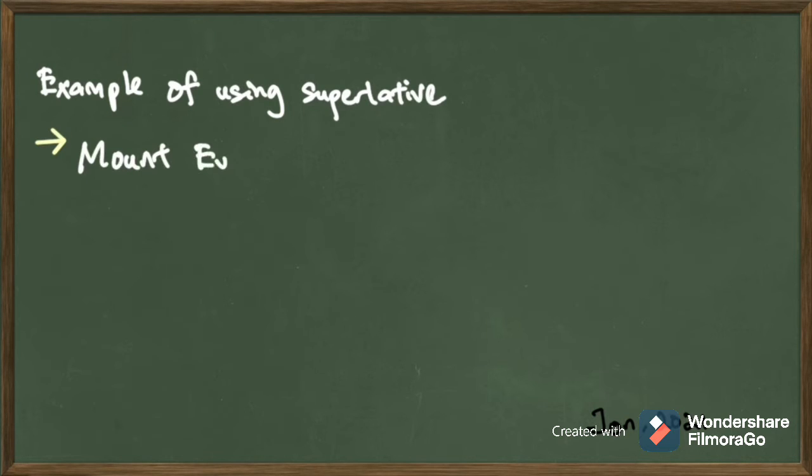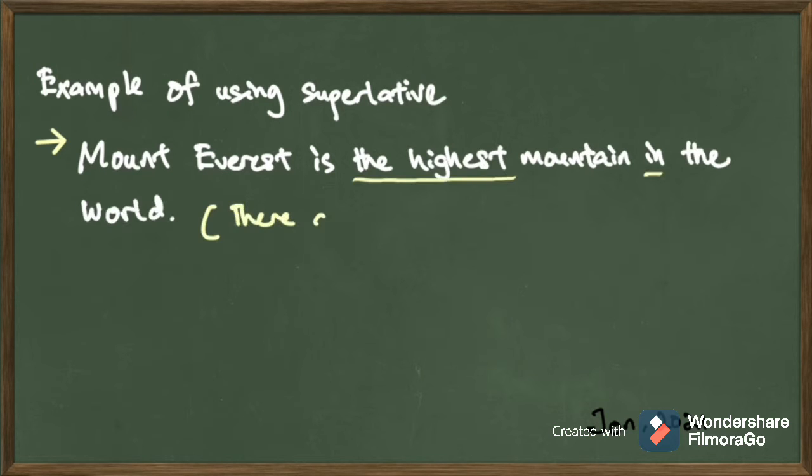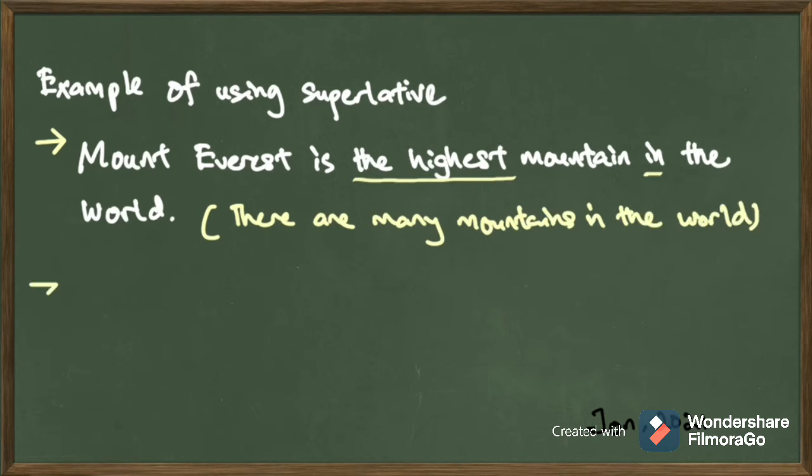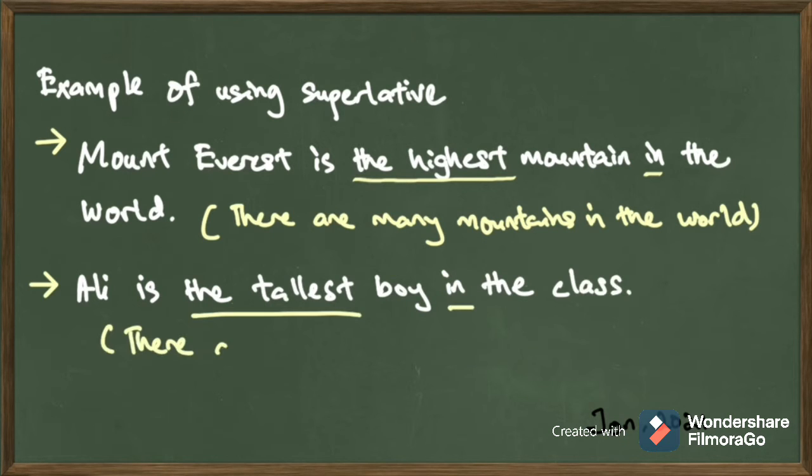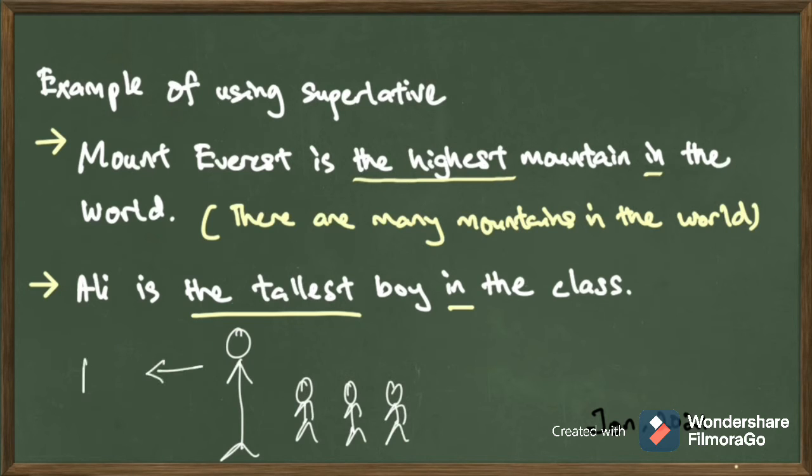You're going to look at the examples. When do we use the superlatives? For example, Mount Everest is the highest mountain in the world. We know that there are many mountains in the world, so Mount Everest is the highest. Next, Ali is the tallest boy in the class. There are several boys in the class, but Ali is the tallest one. Look at the illustration. We are comparing boys. Kita bandingkan seorang budak lelaki, iaitu Ali dengan kawan-kawan dia yang lain di dalam kelas, budak lelaki juga. So, jenis yang sama.